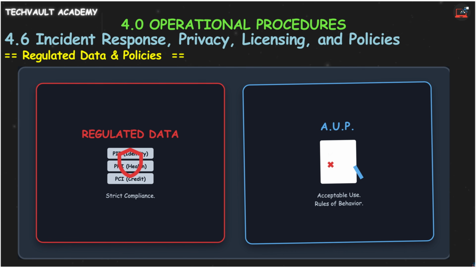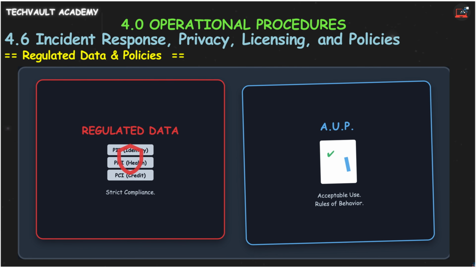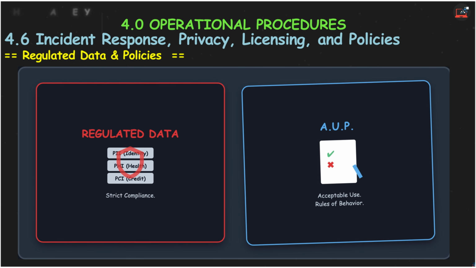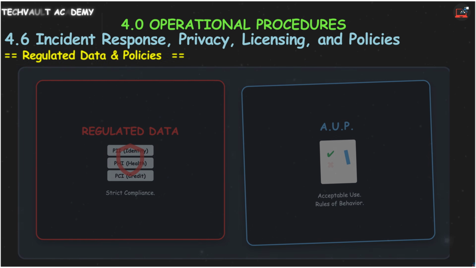To manage all this, companies use an AUP, or Acceptable Use Policy. This document limits legal liability by defining exactly what employees can and cannot do with company technology.